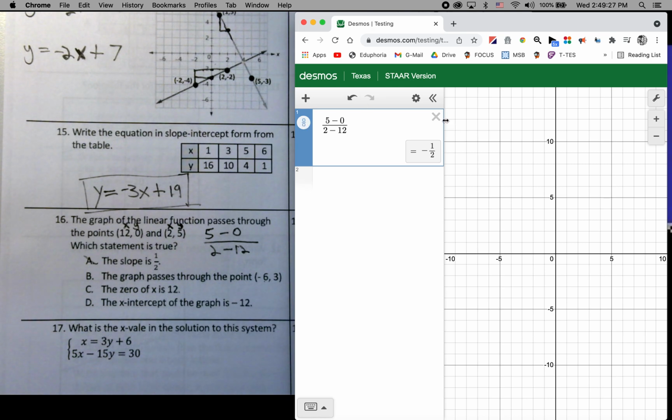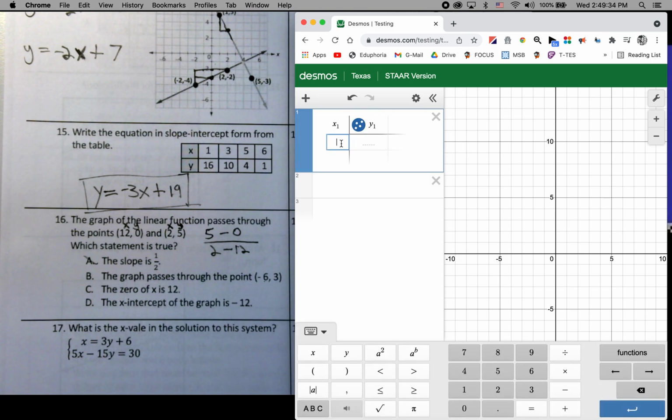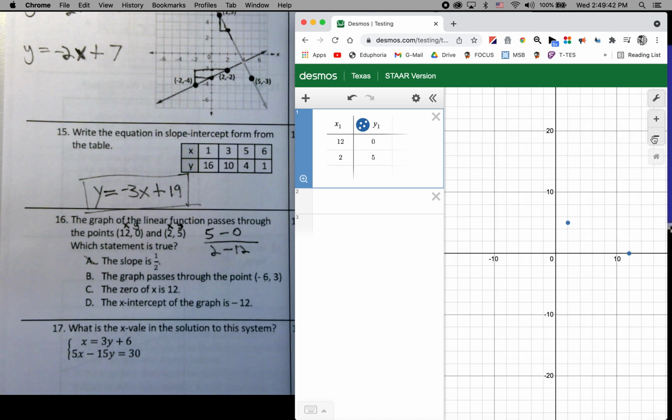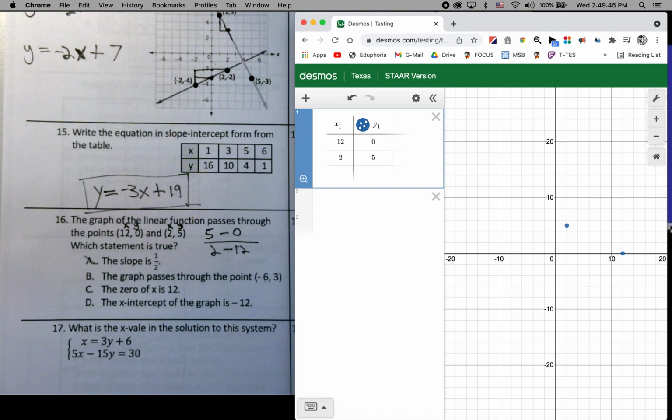So here's what I'm going to do. I'm going to plot those points. I'm just going to do it on a table. Okay. So I'm going to type in 12, then 0, and then I'll do 2, then 5. Okay. And I'm going to zoom out. Okay. Now, if you notice, I can see these 2 points.